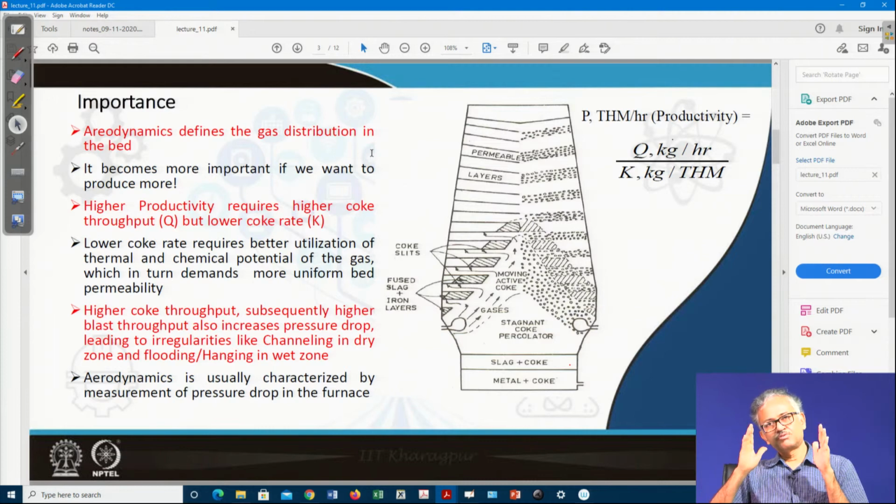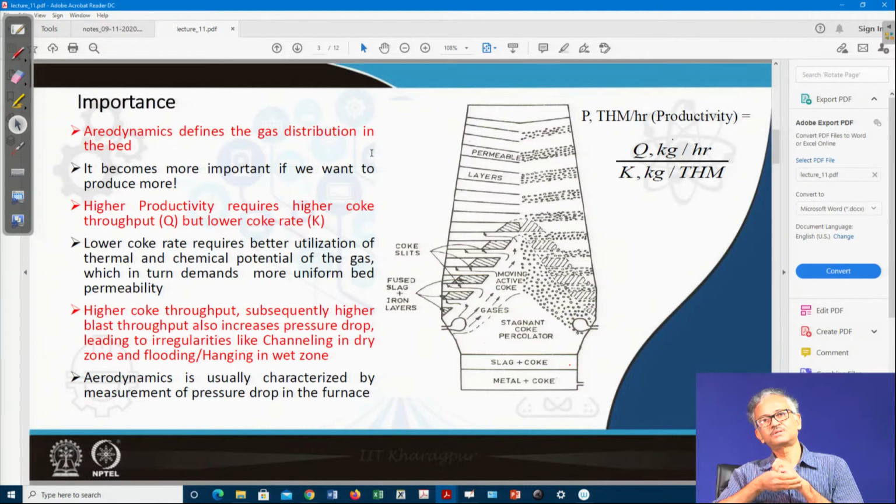There are basically two types of irregularities that happen in the blast furnace. One is in the dry zone, one is in the wet zone. In the dry zone, the major irregularity is called channeling. Channeling means that the gas passes through some selected channels, because the permeability of the solid bed is not uniform. In some places it is very porous, in some places it is totally impermeable to the gas, so gas cannot pass through those regions. When this situation arises, only certain selected channels offer the least resistance, and the gas preferably flows through those regions. That situation is called channeling.